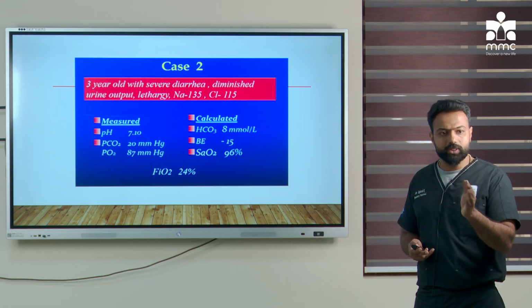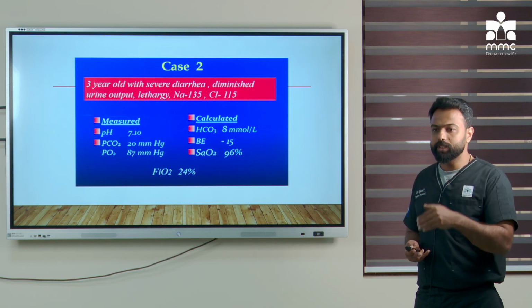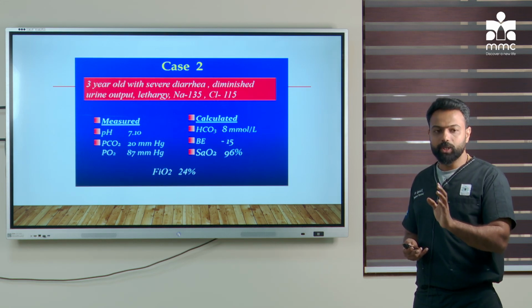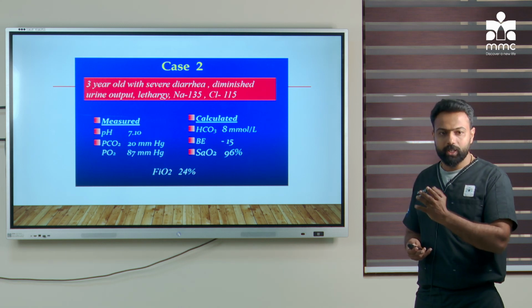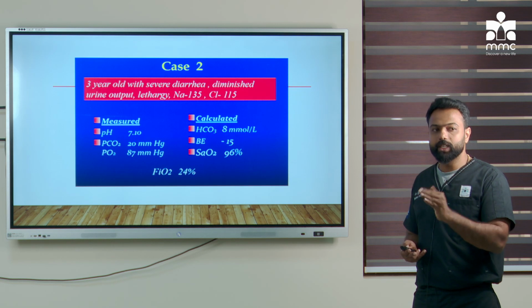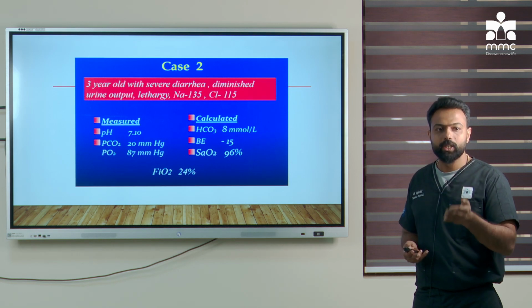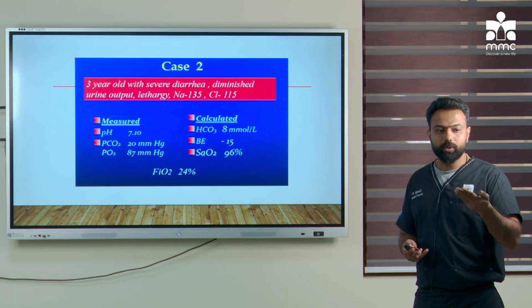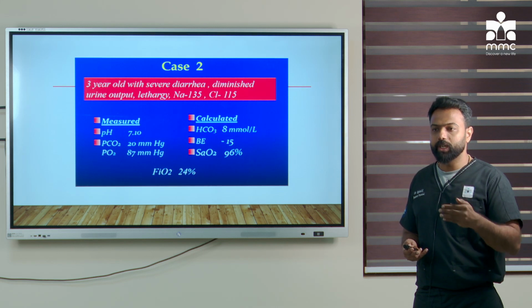Is it acidosis or alkalosis? It is acidosis. Then the next step is to look at the PCO2. PCO2 is low or high? It means it is more than 40 or less than 40. It is less than 40. Less than 40 means that the acidosis is not due to the respiratory cause. So it is due to the metabolic cause. So it is a metabolic acidosis.